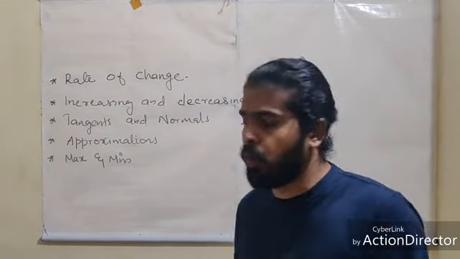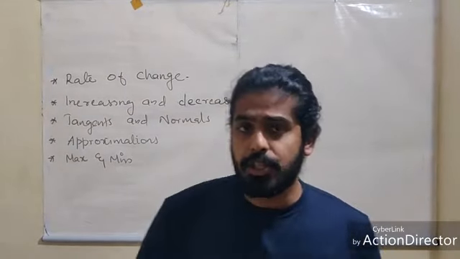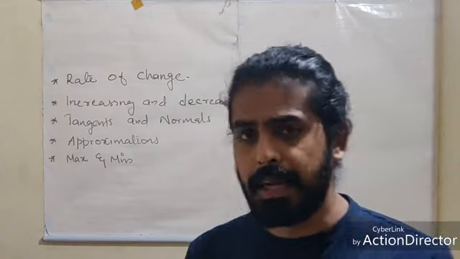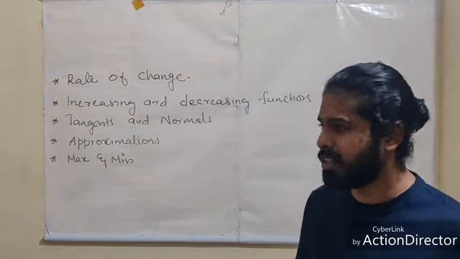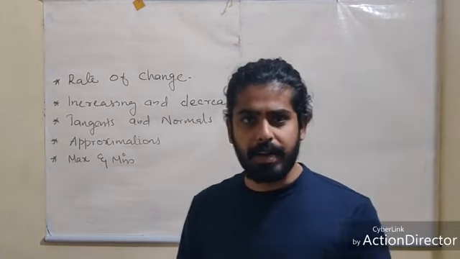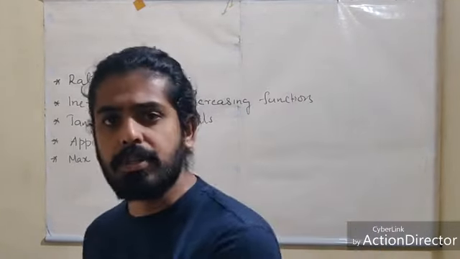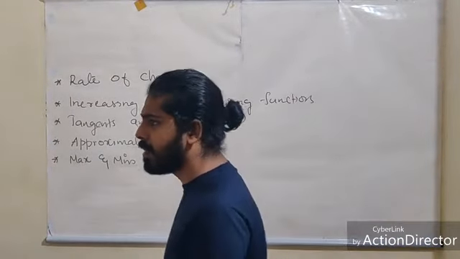We have already learned what this rate of change is. The rate of change of a function at a particular point means the derivative of the function at that point. This we learned in class 11 when we studied the chapter limits and derivatives. The rate of change of a function means the derivative of a function at a particular point.